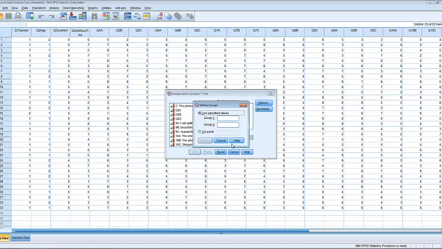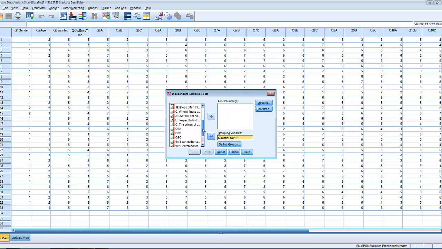Now this is about the coding we've used. So we have group 1, which is defined by 1 in our coding, and group 2, which is defined by 2 in our coding. We press continue. So that is weekly and monthly. If we press continue, they're set.